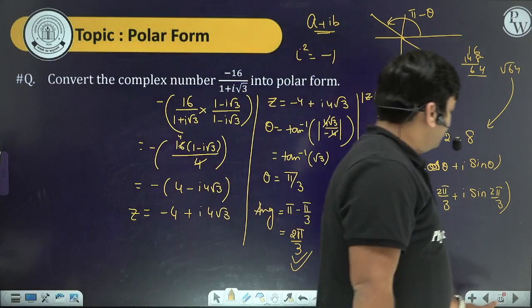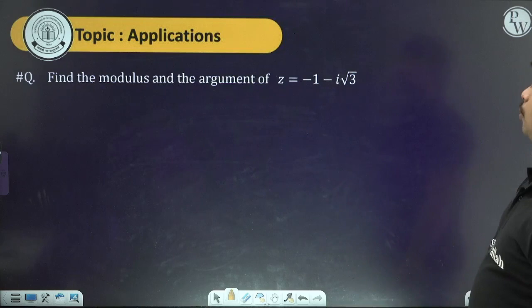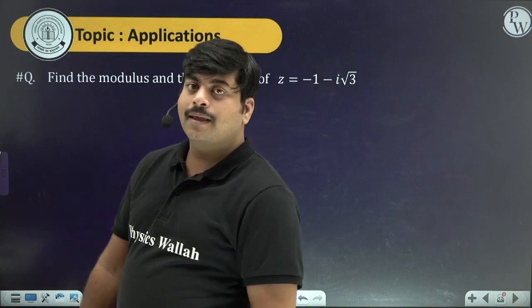Find the modulus and the argument of z equal to minus 1 minus i root 3. Now the question is not to convert it in polar form, but whatever information we need for that, we need to bring it out.